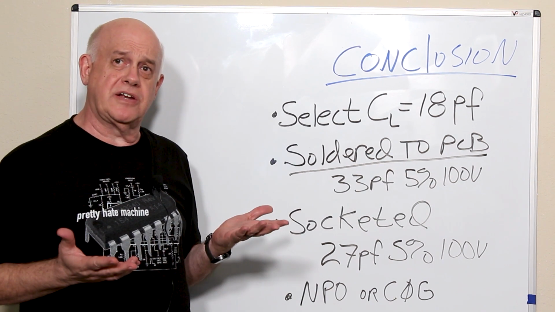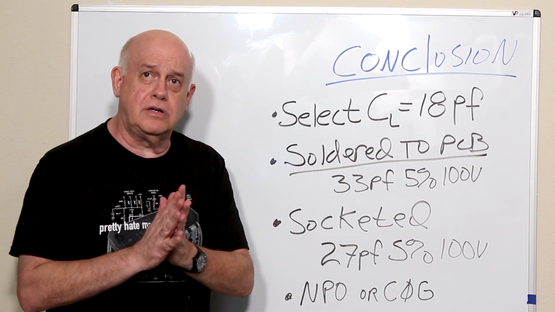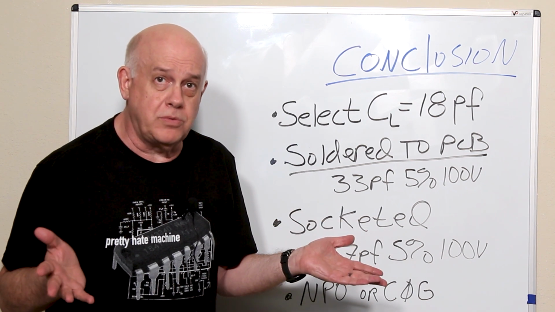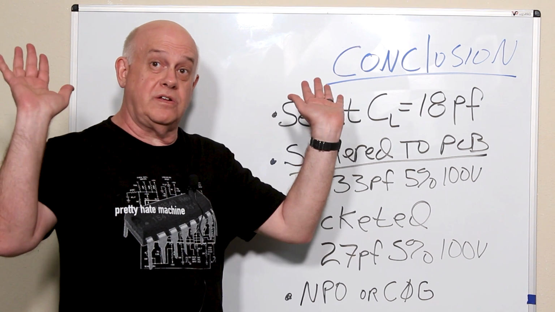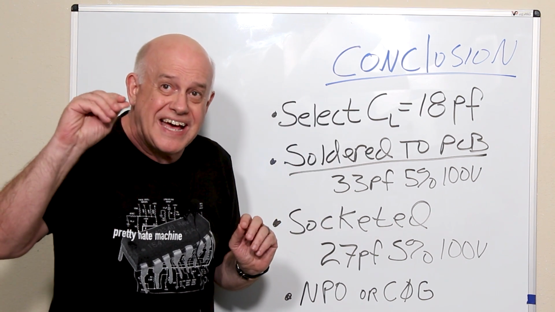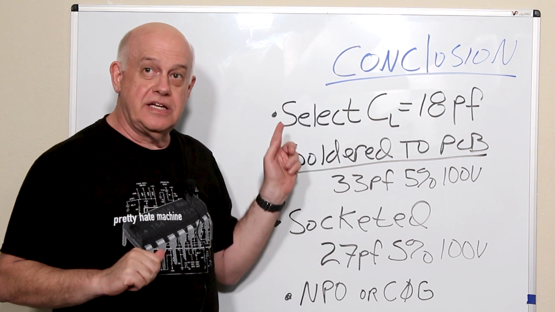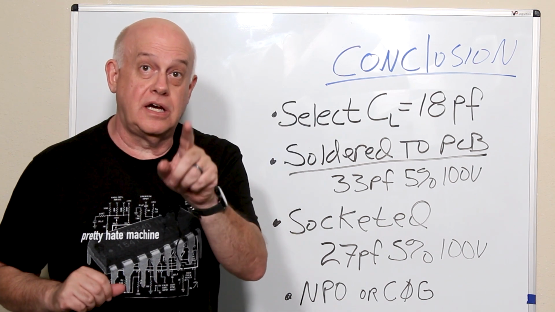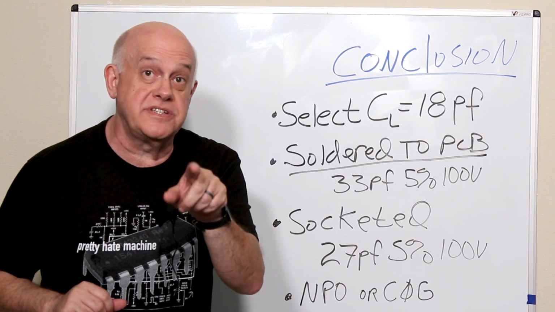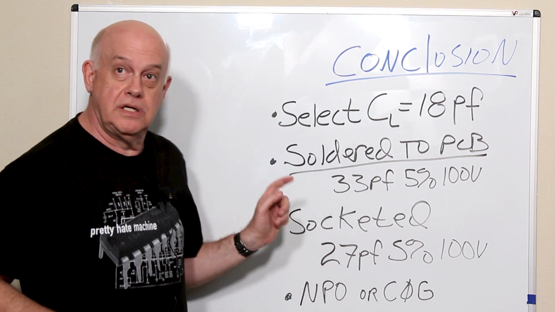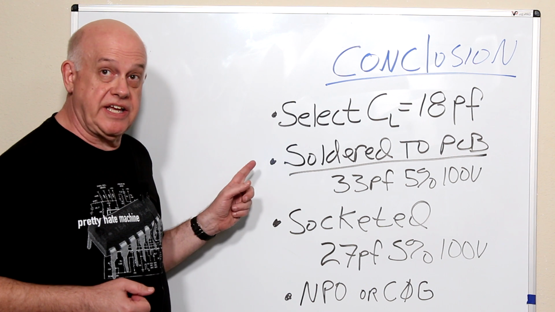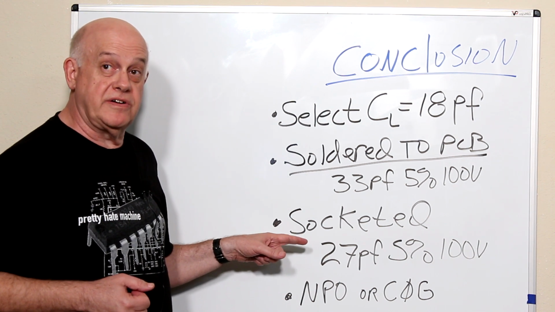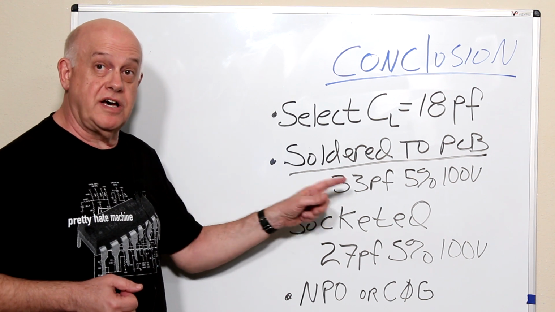I know what you're saying right now. You're saying, Paul, it's in a 5 volt board, or it's in a 3.3 volt board. 100 volts? I pay more for that. That's extra. No, it needs to be 100 volts. And the reason is, I'm going to tell you in the next bonus episode. If it's in a socket, remember that's the lower value, 27 picofarad, still 5%, still 100 volt.